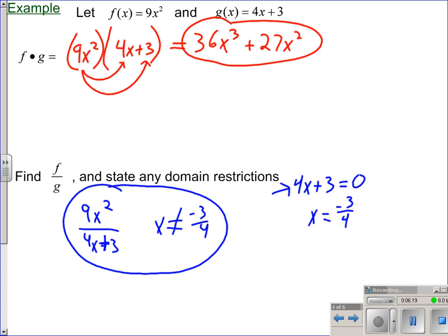The question was, what is f over g? That's it. State any domain restrictions, the x values that make the denominator equal to 0.